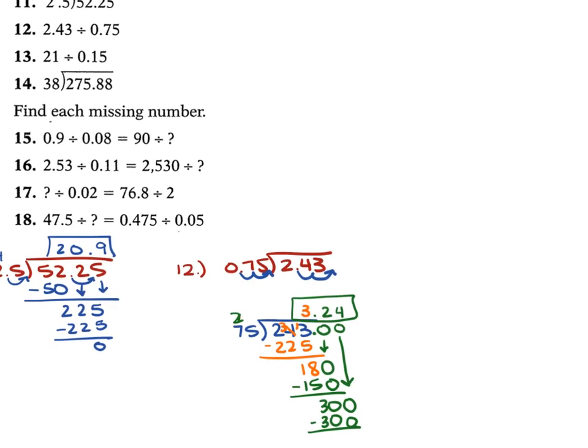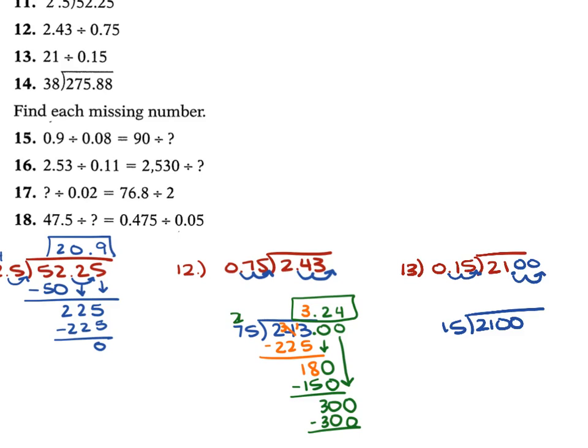For 13, we have 21 divided by 0.15. So we're going to put that 0.15 on the outside and the 21 on the inside. Because we have a decimal on the outside, we're going to move that decimal point and do the same thing on the one on the inside. The one on the inside is after the 1. So we're going to move it 2 places and then place in zeros for that. So we're going to have 2100 divided by 15.